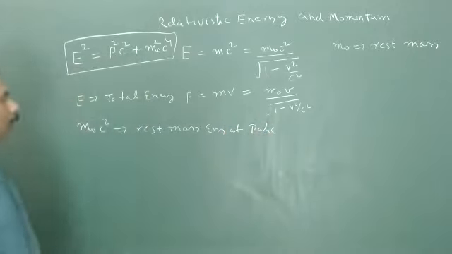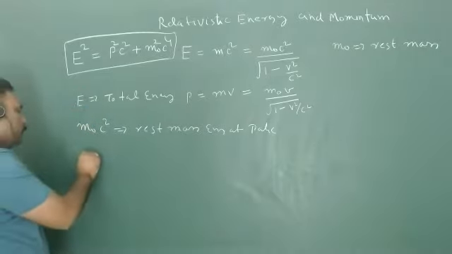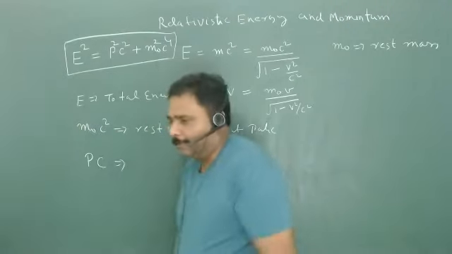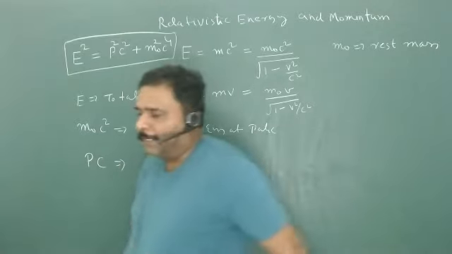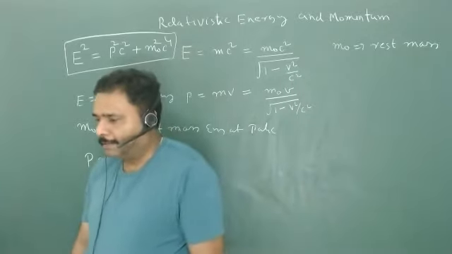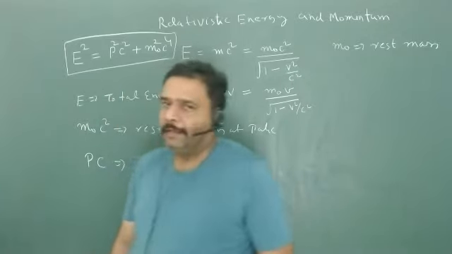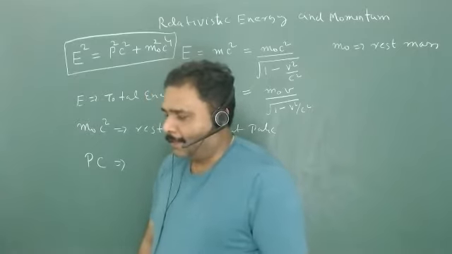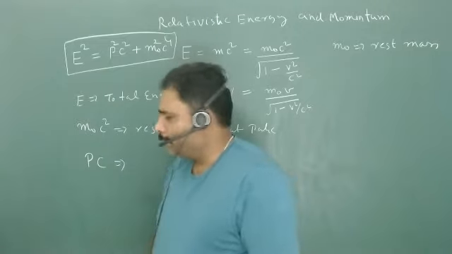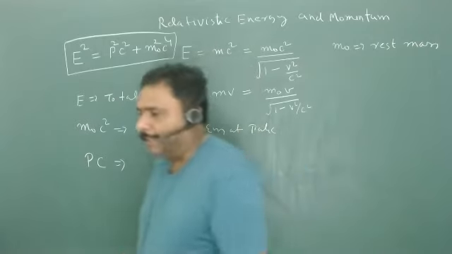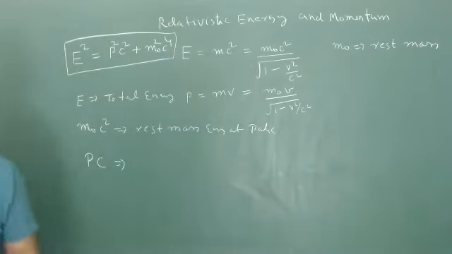Now we have identified these two physical quantities. What will be the value P into C? Dhruvi, can you please tell me what this value is? Yes, momentum into speed of light. This is nothing but momentum into speed of light.